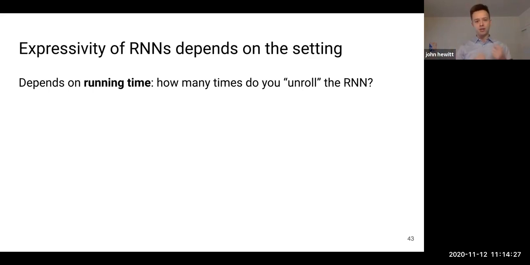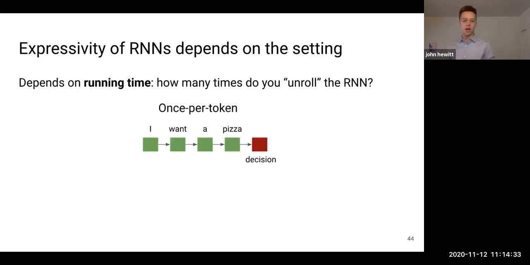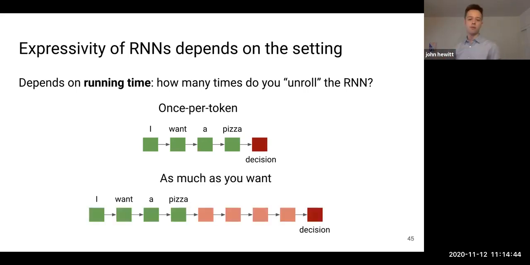So one thing that you have to decide on when you're asking questions about an RNN is, how many times am I going to allow the RNN to unroll over the input? So you have, say, once per token, where you unroll the RNN once for the word I, and then once for the word want, and then A, and then pizza, and then maybe make a decision. Or another setting you could imagine is that you read in the entire input, and then you unroll as many times as you need before you've decided that your decision is done.